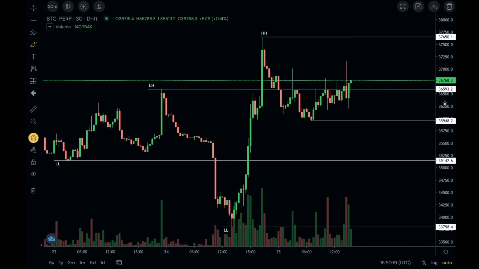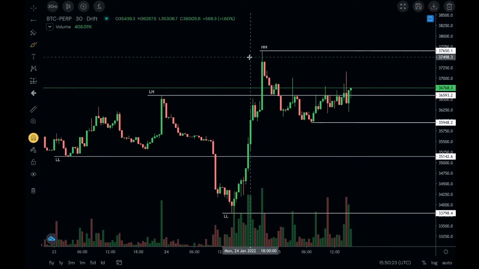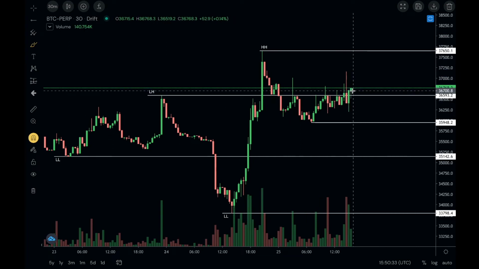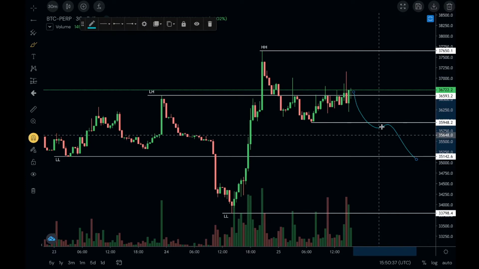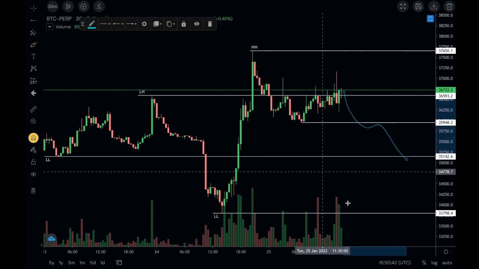And what I would like to see is a break of that high, kind of reclaim it, and then if we go back down like this, I would consider a long here. Or we could also kind of break down and evaluate for shorts, especially with those illiquid zones here.